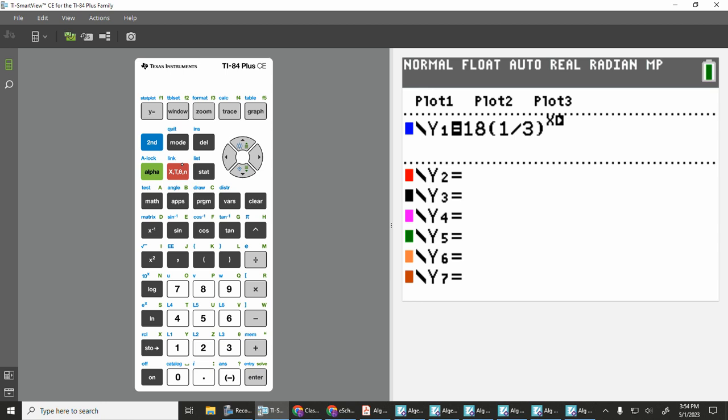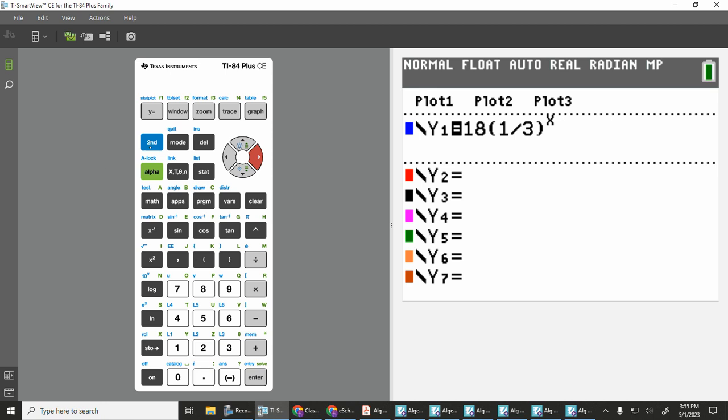Now remember, notice I didn't use my fraction template that the calculators have, because if I use my fraction template, then the calculator is going to put my answers in fraction form. In order to get actual decimal values, I have to type my division as 1 divided by 3. I have to type that in as actual division, which is what fractions are. If I use the little template, it's going to make all my answers in fraction form.